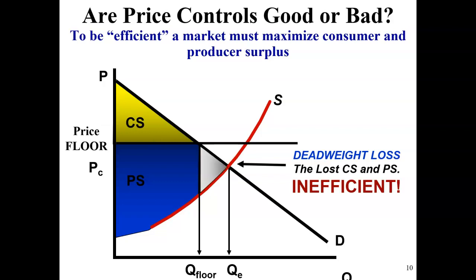Deadweight loss is basically a sign of inefficiency. It basically means lost consumer and producer surplus, okay? As soon as we see inefficiency, economists hate this because they say inefficiency means the market is not pumping out the allocatively efficient quantity. That's the purpose of the market. It's the benefit of the market and what the market's supposed to do.